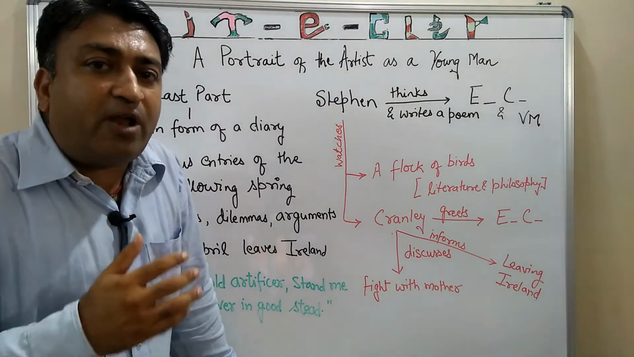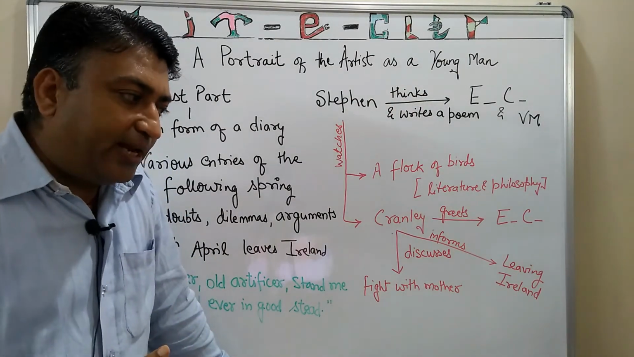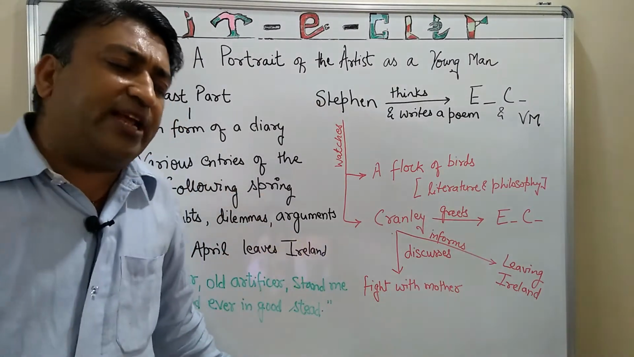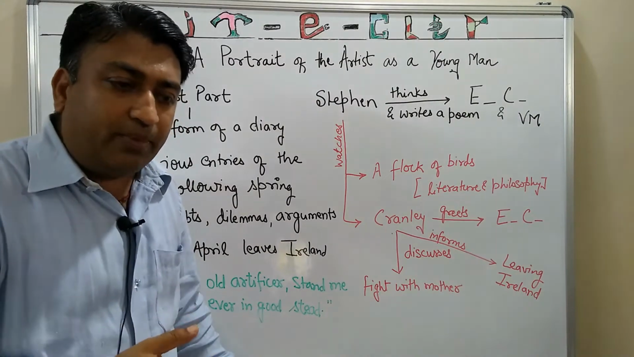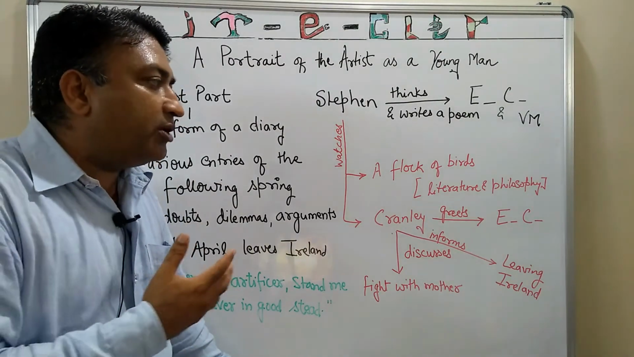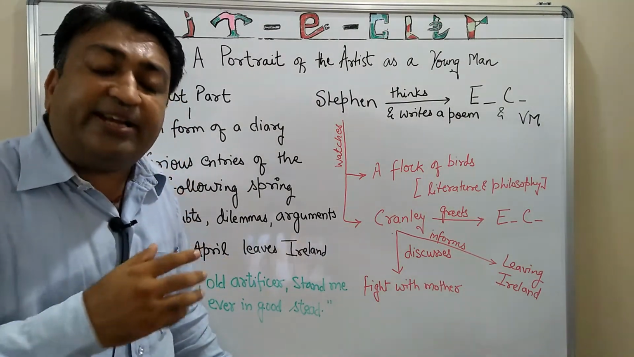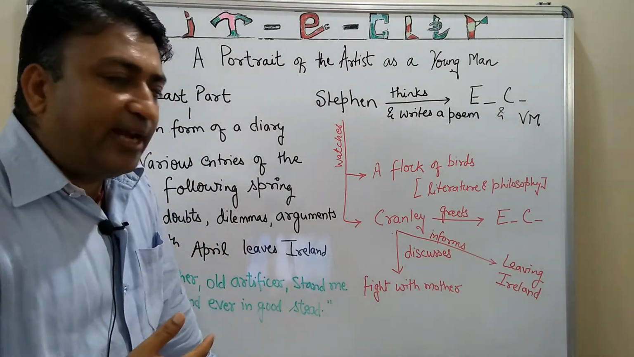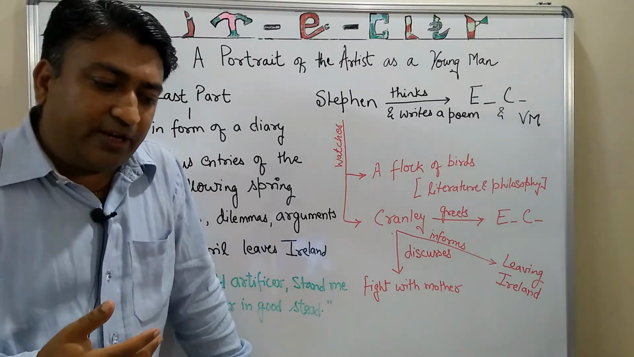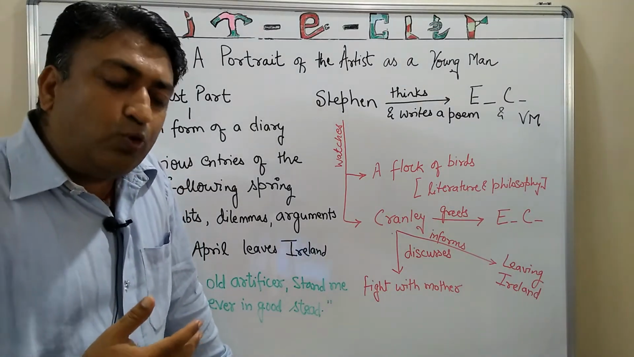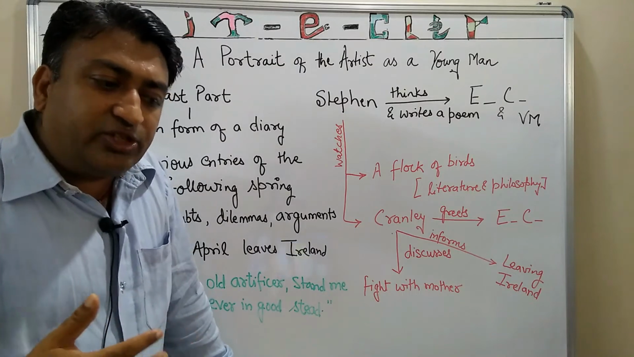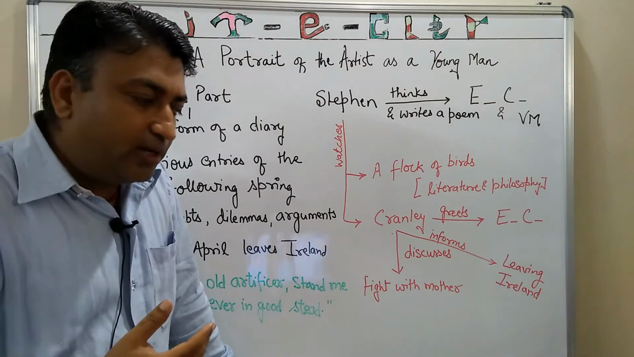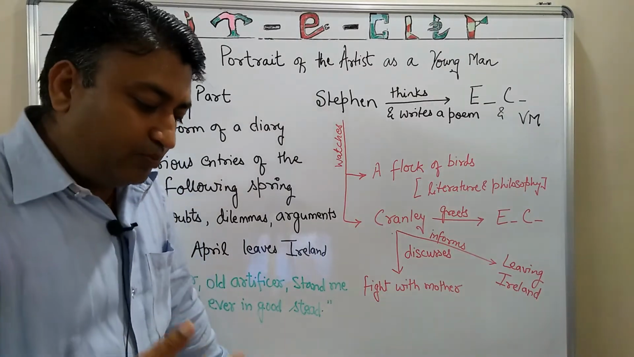Then he watches a flock of birds outside the library, and these flocks of birds, these trees, everything around him gives him the idea about literature and philosophy. His mind is preoccupied with these ideas. He meets Cranley, who is a very close friend to him, with whom he often discusses his concepts of arts and theories which he has formulated related with literature.